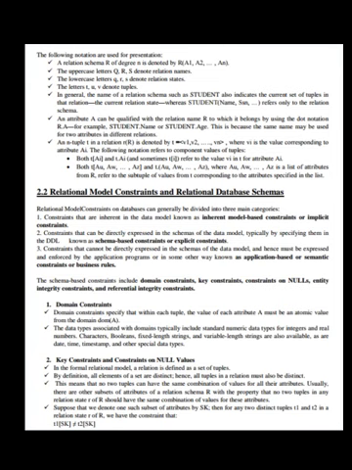In general, the name of the relation schema, such as STUDENT, also indicates the current set of tuples in that relation, the current relation state, whereas STUDENT(Name, SSN) refers only to the relation schema. An attribute A can be qualified with the relation name R to which it belongs by using the dot notation R.A, for example STUDENT.Name or STUDENT.Age. This is because the same name may be used for two attributes in different relations.